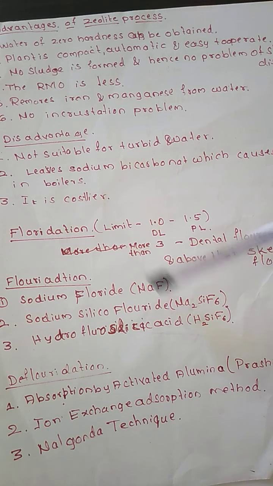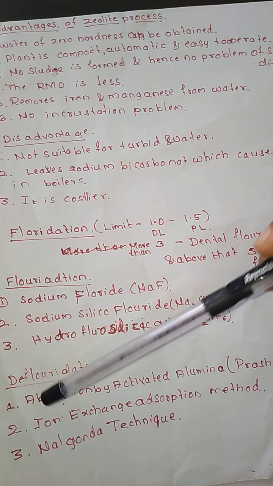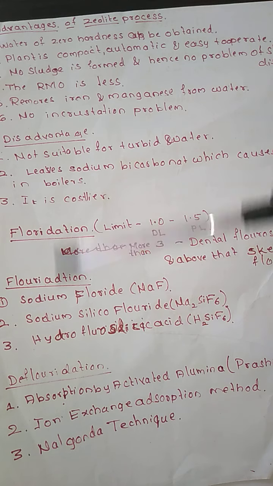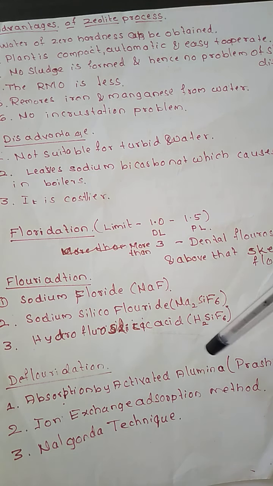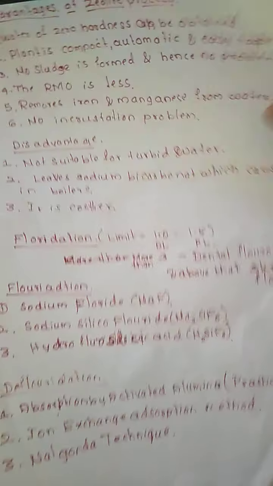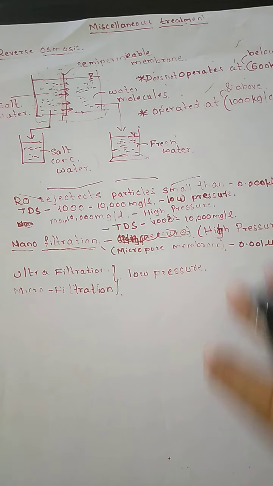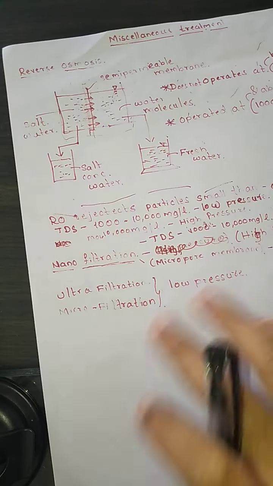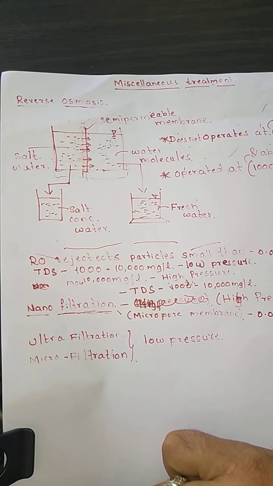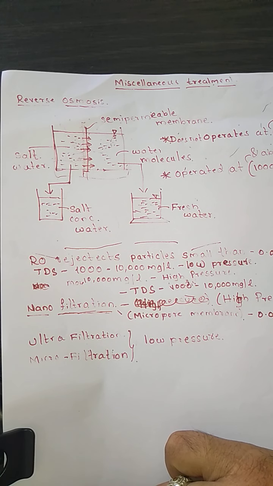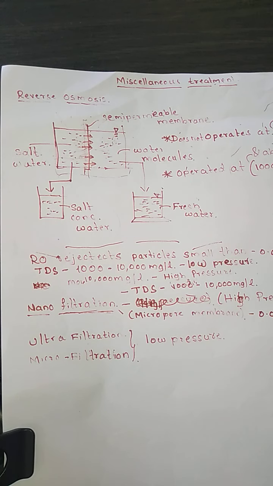Now defluoridation: we have seen the adsorption by activated alumina, the ion exchange adsorption method, then the Nalgonda technique. The adsorption by activated alumina we call the Prashanti technique. Then we have seen the miscellaneous treatment, that is reverse osmosis. Suppose the water has a large amount of hardness, then we will use this particular reverse osmosis method.